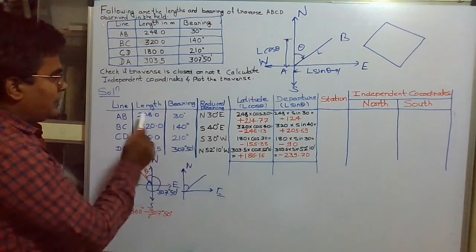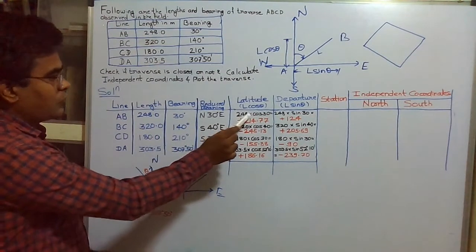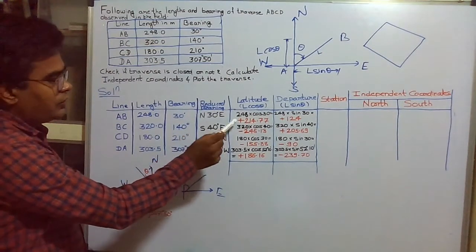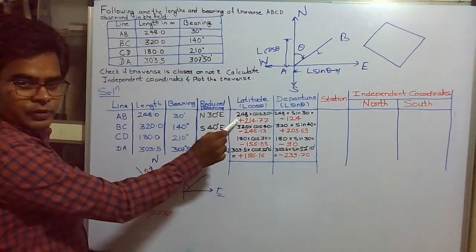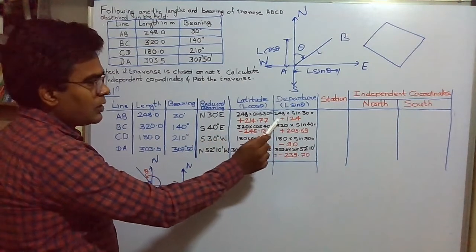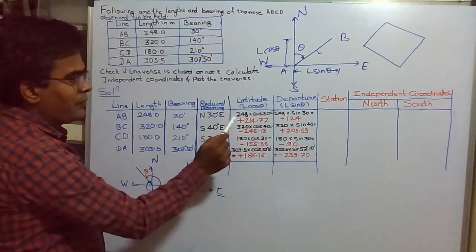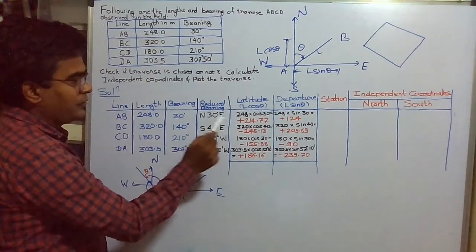What is the length? The length is 248 into cos of what is the reduced bearing? 30. So its value will come out. Then the departure is L sin theta, 248 into sine of 30. Why have we given a plus sign? Because it is in the northeast quadrant.